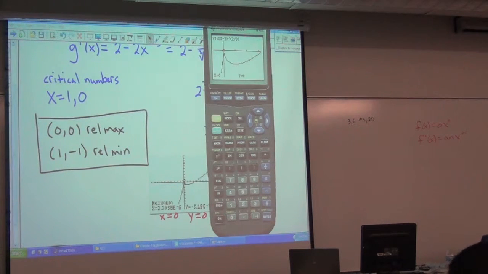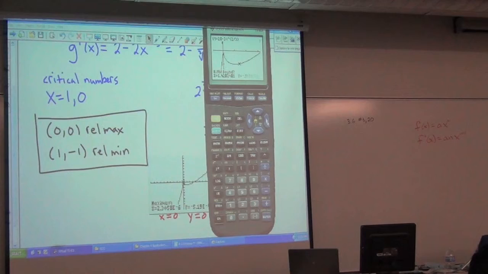Then we can find this minimum here, do second, trace to get to calculate. Number 3 is a minimum. Cursor's to the left of the lowest point, hit enter, and then just skew to the right until you get past the lowest point. All right, so I'm past it, hit enter, ignore guess, hit enter again. Gives us 1. Ignore this little extra point, 1, negative 1. That was our minimum.